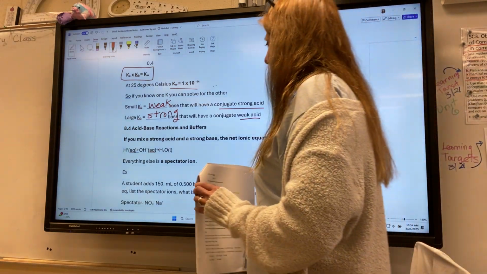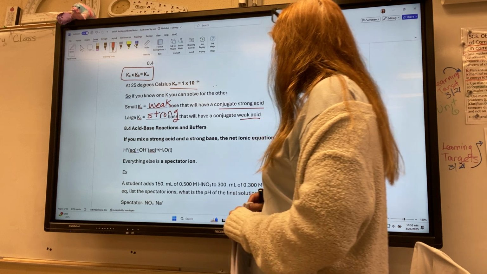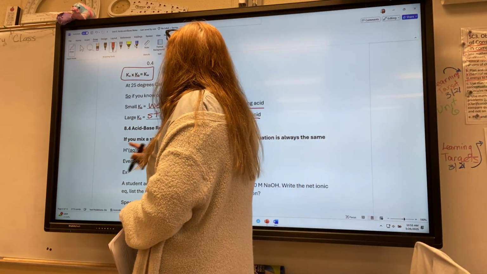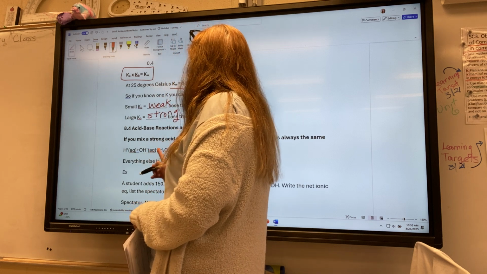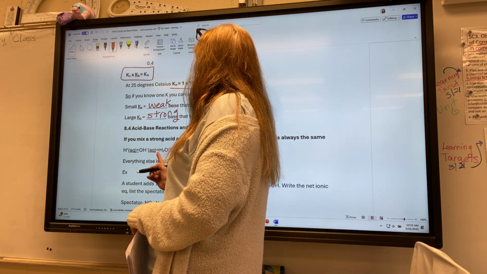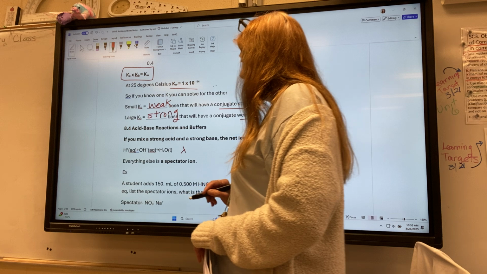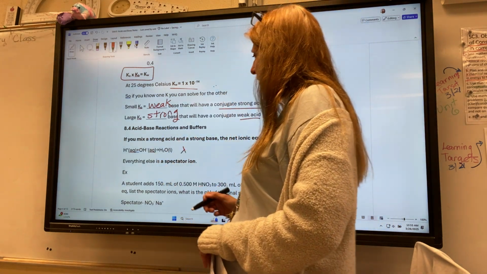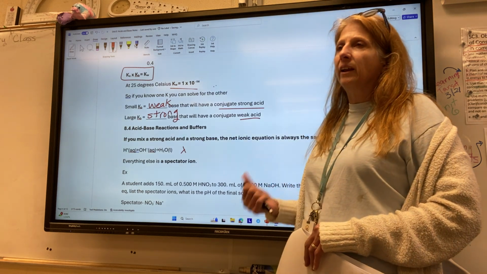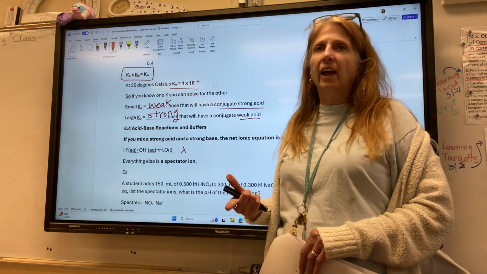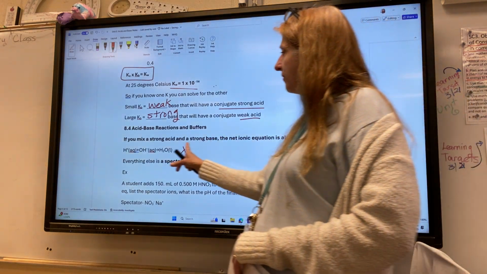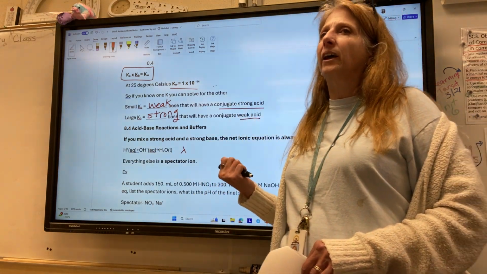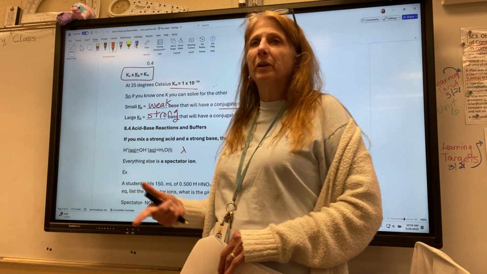Acid-base reactions and buffers. If you mix a strong acid and a strong base, the net ionic equation is always the same. Acid plus base makes water. And notice the arrow is only going in one way. It goes to completion. If there's anything else in this equation, it's the spectator ion. So like if you added hydrochloric acid and sodium hydroxide, this is the net ionic equation, and the chloride would be spectator and the sodium would be spectator.